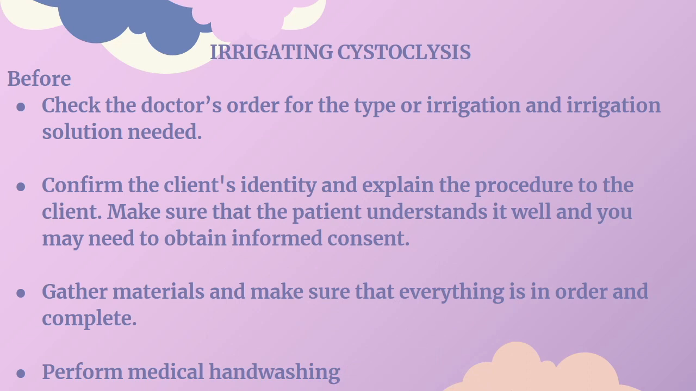For irrigating cystoclysis, the nursing responsibilities before the procedure are to check the doctor's order for the type of irrigation and irrigation solution needed. Confirm the client's identity and explain the procedure to the client. Make sure that the patient understands it well, and you may need to obtain informed consent. Next, gather materials and make sure that everything is in order and complete, and then perform medical hand washing.